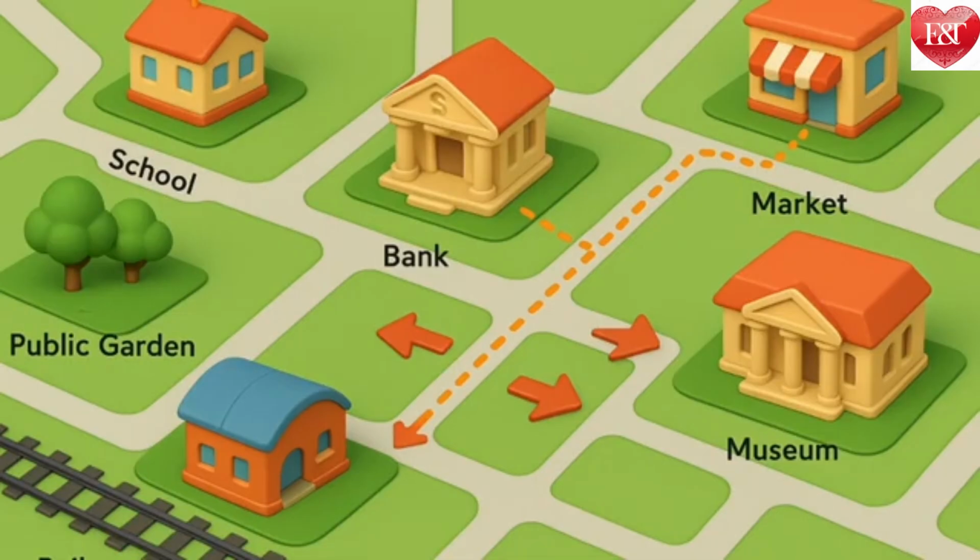Are there other possible ways? Can you locate the public garden, the school and the museum? If you want to proceed from the bank to the market, which way will you go?